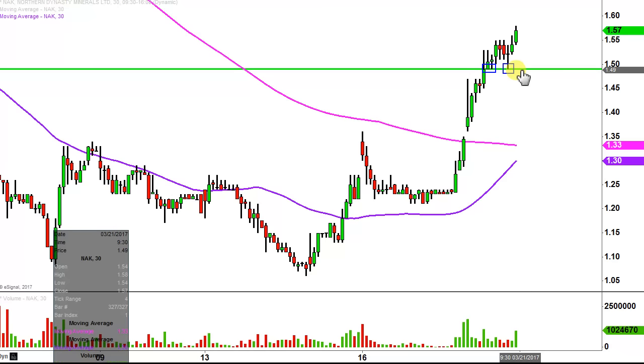Now, if the price does break below it, by no means am I saying that everything's totally ruined or anything like that. But preferably speaking, in terms of best case scenario, $1.50 would definitely be top of the list scenario.